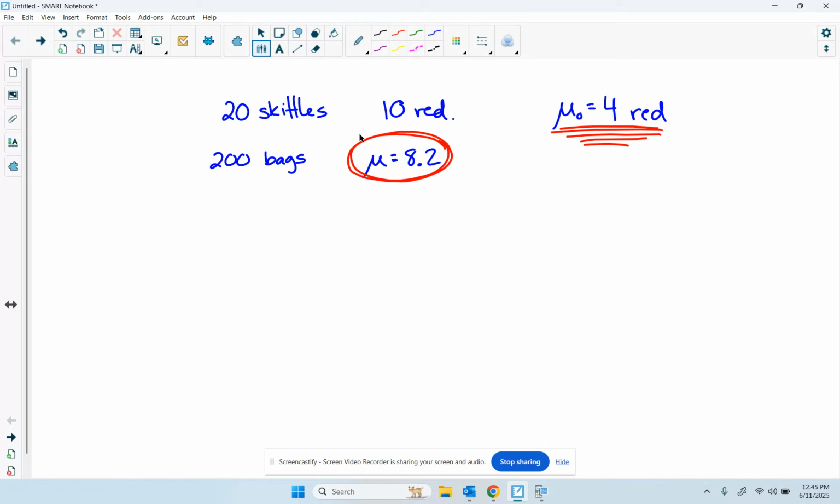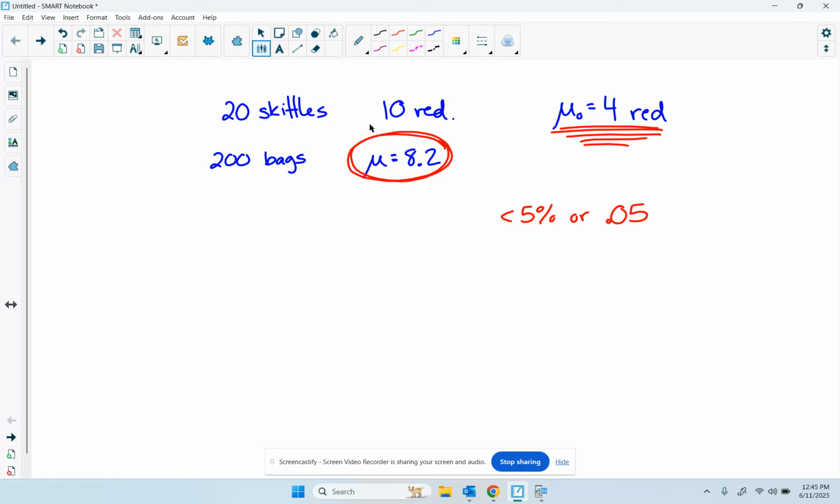You measure how unlikely that is, and the cutoff is 5%. So if the chance of this happening is less than 5%, or 0.05, and it does in fact happen, then we can say it's so unlikely to happen by chance that it must be happening because of something else. So I opened 200 bags, and the average number of red Skittles I got per bag was 8.2.